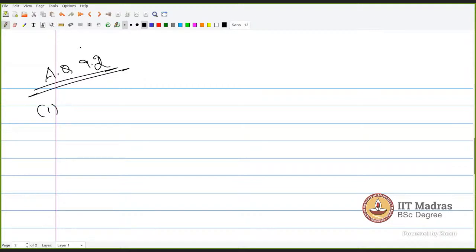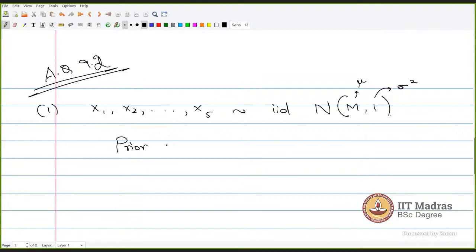Okay, we have been given 5 samples which are IID normal(m, 1). So this 1 is sigma square. Also, we have been given the prior for m, so you cannot use this.